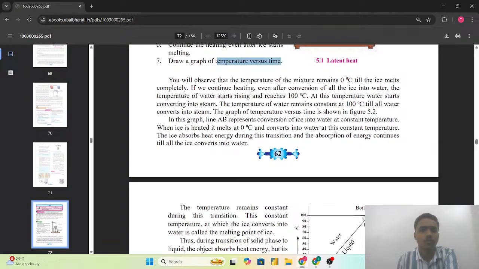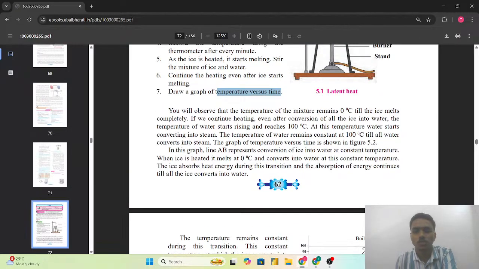We have to observe what happens there. You will observe that the temperature of the mixture remains 0 degrees Celsius till the ice melts completely. If we continue heating even after conversion of all the ice into water, the temperature of the water starts rising and reaches up to 100 degrees Celsius. At this temperature, water starts converting into steam. The temperature of the water remains constant at 100 degrees Celsius till all the water gets converted into steam. The graph of temperature versus time is shown in figure 5.2.